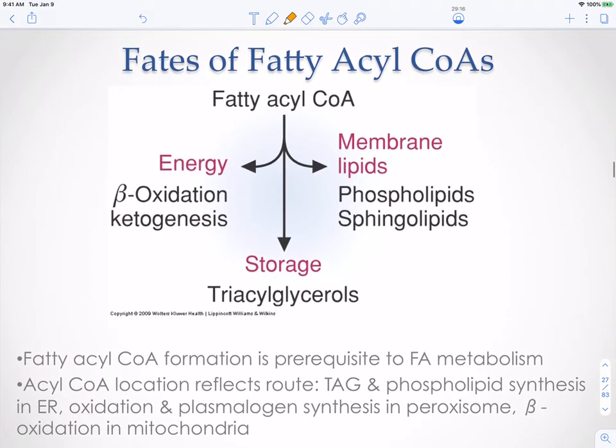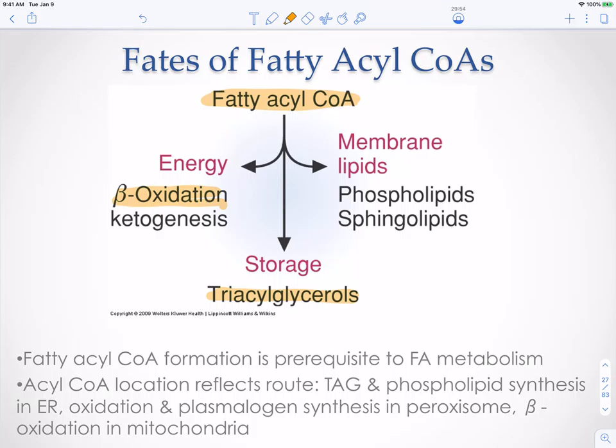Now, once you do have a CoA added to your fatty acid, this can then go into different roles depending on the needs of the cell. So it can become a membrane lipid, so you can make it into a phospholipid and incorporate it into the membranes, or a sphingolipid. It can also go back to storage. So your cell doesn't need it anymore. You start eating, go back to a fed state. Your fatty acyl CoAs can go back to triglycerides and then go back to the adipose tissue for storage. Or what we're going to talk about, it can generate energy.